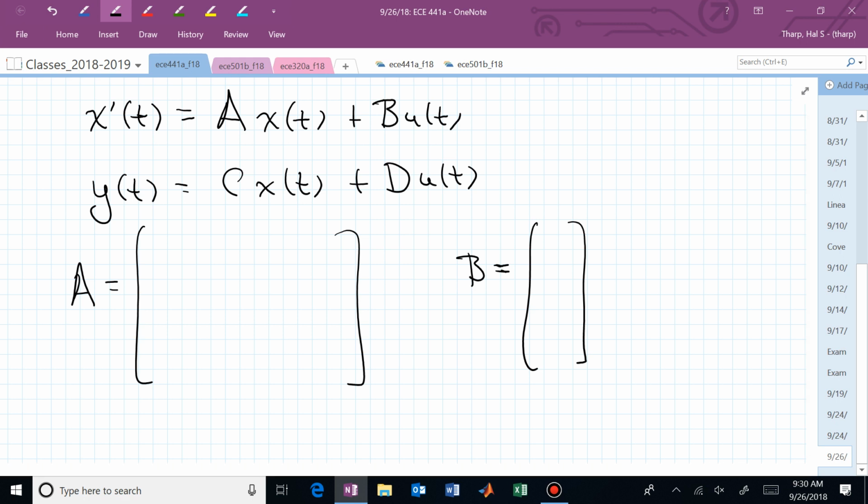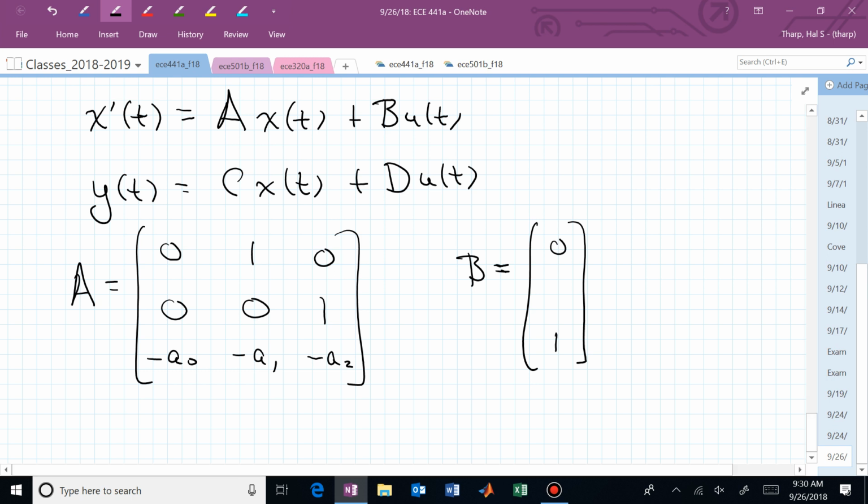The A matrix, the top row was simply 0, 1, 0. The middle row was 0, 0, 1, and the last one had more structure to it. It had our denominator coefficients negated. What about B? It's not too exciting, is it? But you can't forget that it does have a 1. That's where the input is injecting its information, down there, and it's directly impacting x sub 3 prime.